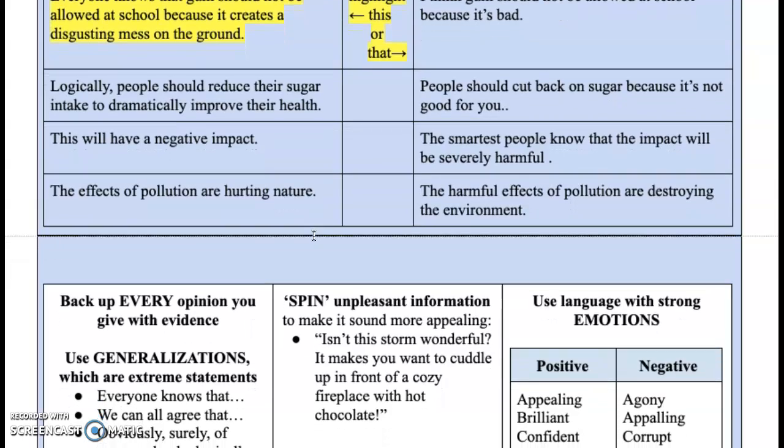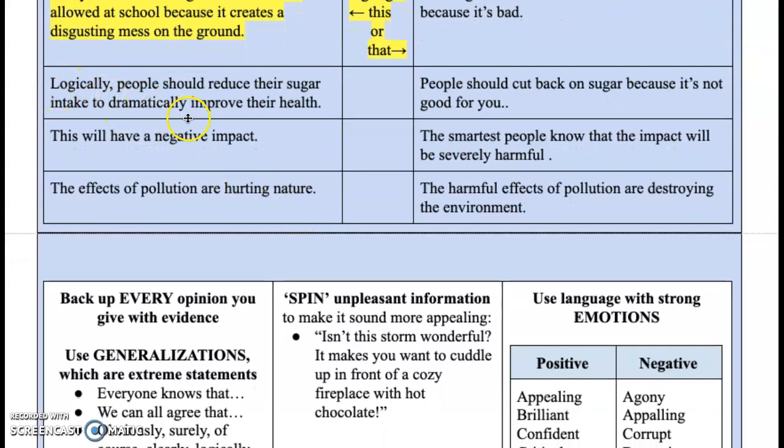Okay, let's look at the next one. Logically, people should reduce their sugar intake to dramatically improve their health. And then we'll compare it to this sentence. People should cut back on sugar because it's not good for you. I would consider this sentence to be more persuasive, so I'm going to highlight this sentence, and you should highlight it also on your notes. It uses this term logically, which adds a little punch to it. Like if you're not agreeing with this, you're not logical. And it also uses these terms dramatically improves, so it adds some emotion to it versus just it's not good for you.